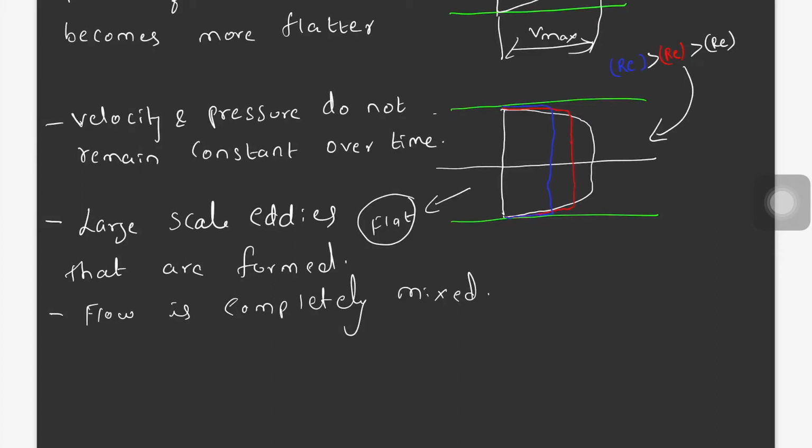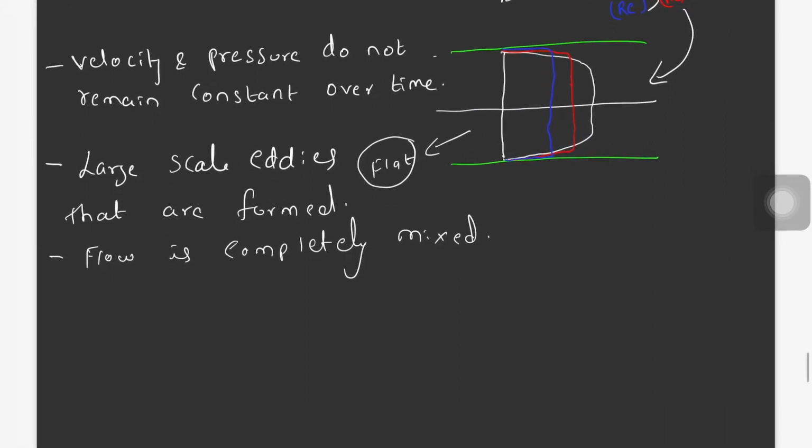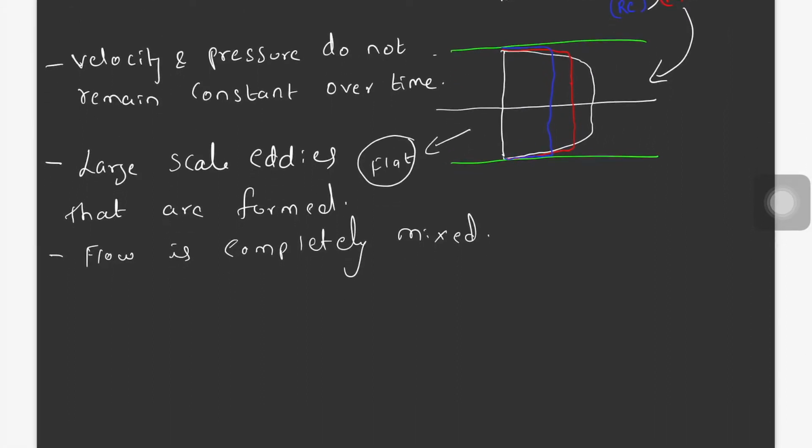But we have to solve a turbulent flow problem because that is what happens in reality. Turbulent flow is the one that actually happens; laminar flow is just for our calculations. So we have to find out how a turbulent flow behaves. For that, we adopt a well-known approach, the average value approach.